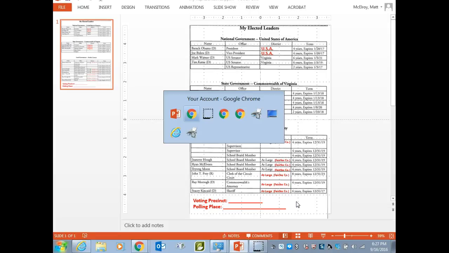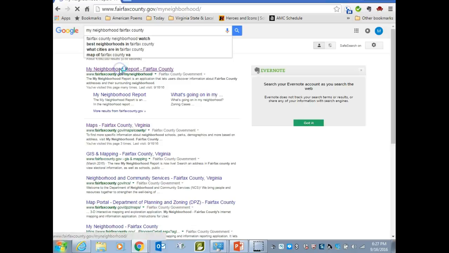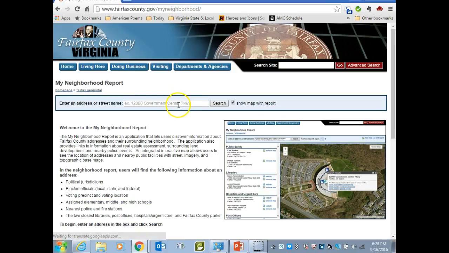If you go, open up your browser and search for the terms "My Neighborhood Fairfax County," and you'll see the top link here. If you open it up, it takes you to a page that looks like this. In this page, you're just going to type in your street address. You don't need to put in your city, state, or zip code, just your house number and the street address. So I'm going to type in an address for somewhere else in Fairfax County. Please do not record this information because you don't live at this address, and therefore you don't have these representatives.